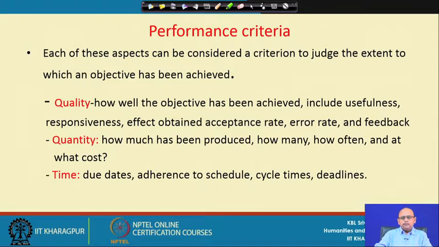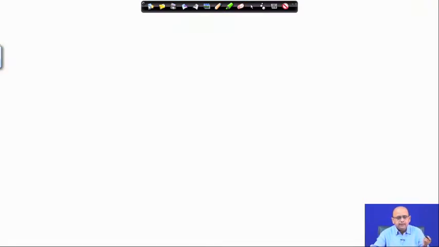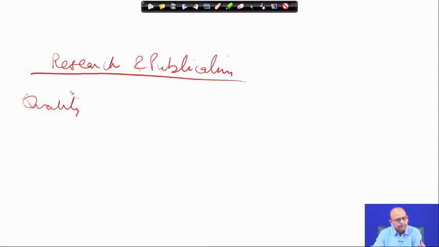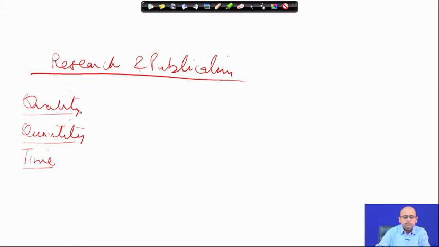I will give an example to explain it further. For example, say when I am saying the objectives related to research and publications, and you have 3 criteria related to performance, that is quality, quantity and time, right. These are the 3 criteria against which you are going to publish, and you have a specific objective that is identified.